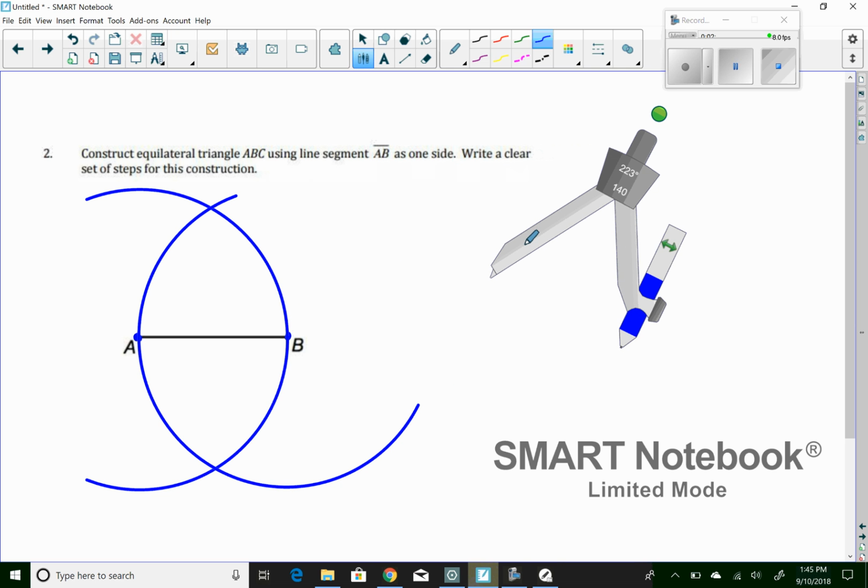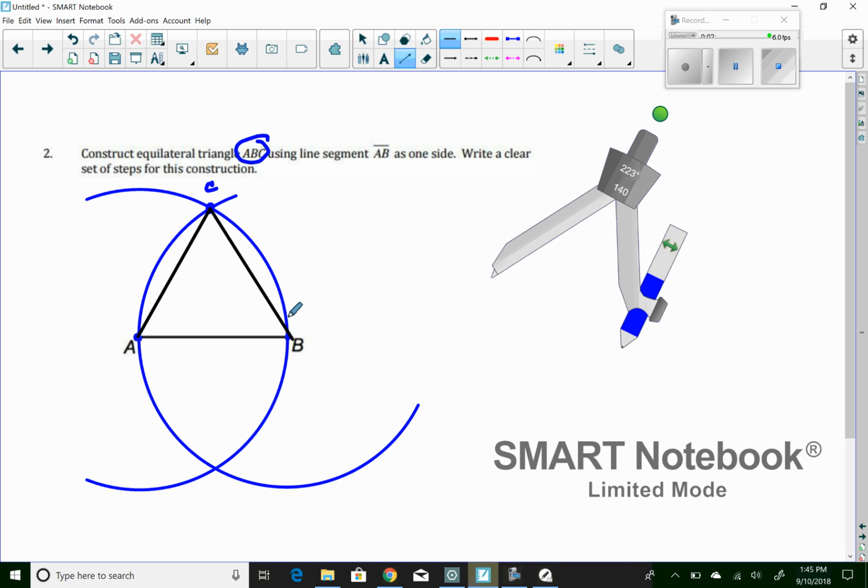This is going to allow me two possible points for point C. How do I know it's point C other than the alphabet? It tells us it's triangle ABC. So I'm going to put point C up here, label the point, and I'm going to connect my points using a straight edge. So I'll connect A to C and B to C as well. There's my triangle.